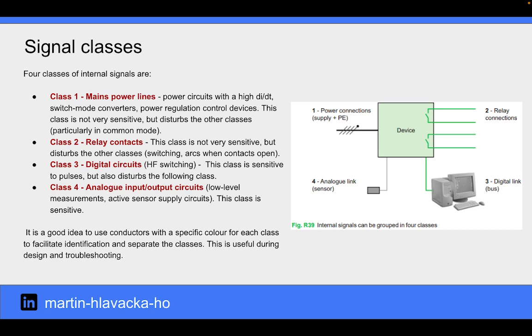This class is sensitive. It is a good idea to use conductors with a specific color for each class to facilitate the identification and separation of the classes. This is useful during design and troubleshooting.